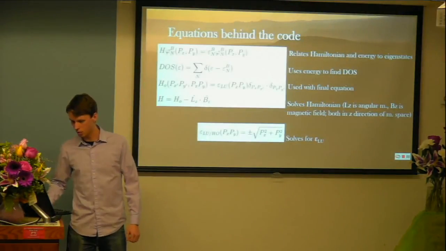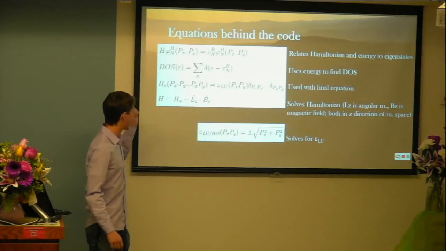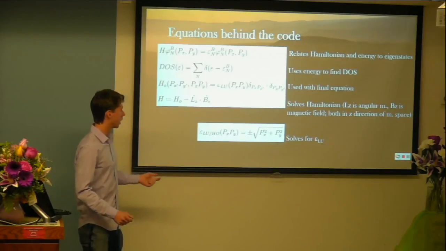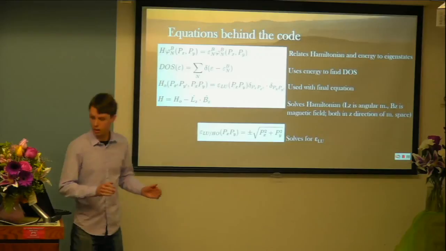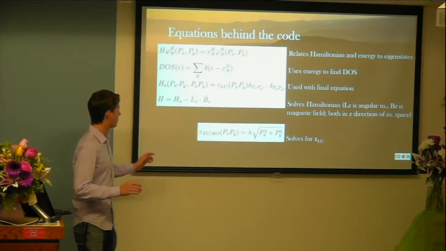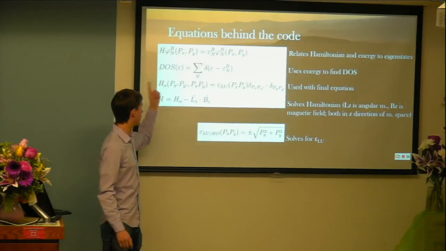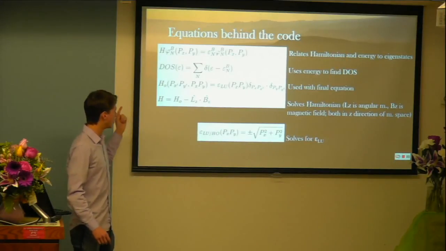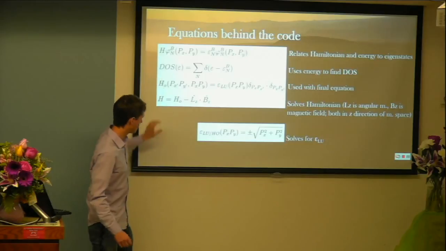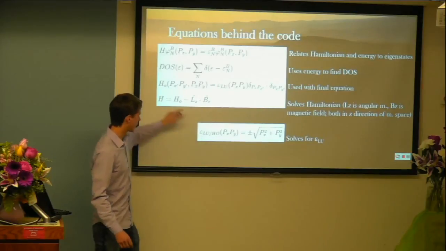Some equations that were helpful in doing this: this first equation relates the Hamiltonian to energy in the eigenstates. A lot of these are really intertwined, so doing this computationally may be incredibly challenging, which is why a code was used, because I'm not sure I could do any of this by hand. The second equation uses the energy found in the first equation to find the density of states. And then, once this is solved, it can be plugged back in, as you can see here.